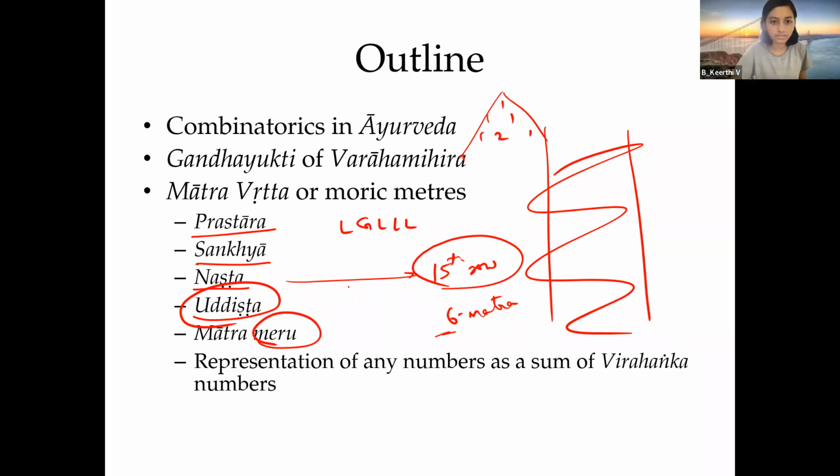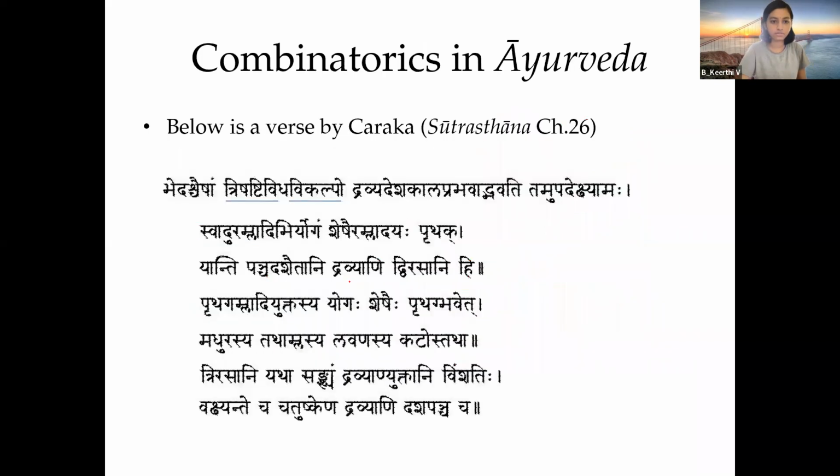Yes, sir. Okay. We'll just take a quick look at how these combinatorics appeared in different texts, non-mathematical texts like Ayurveda. So there is a famous, what we can say, I really don't want to put them under one box of doctors or medical practitioners or scientists, because they were all polymaths. So Charaka writes a particular text.